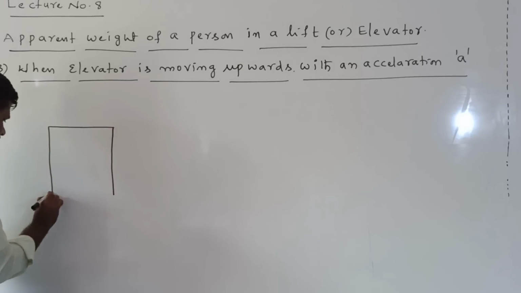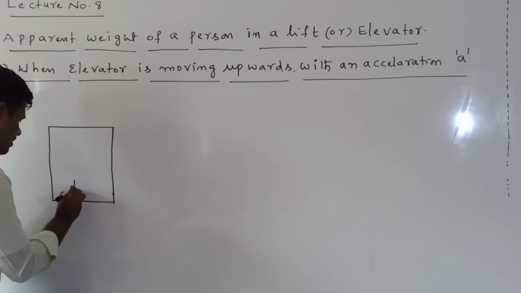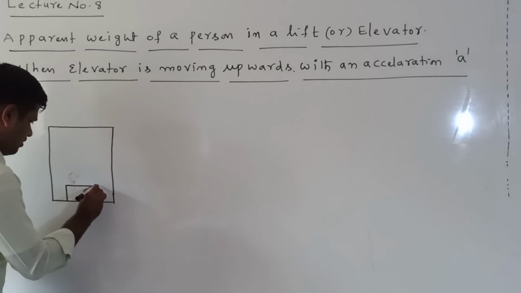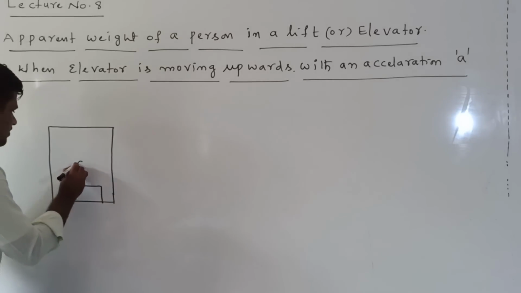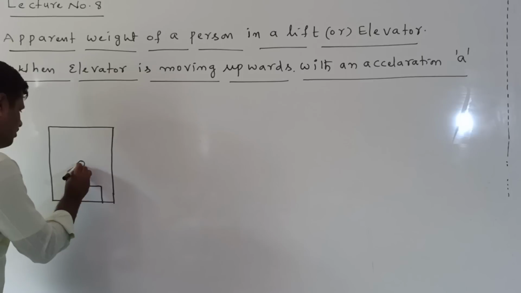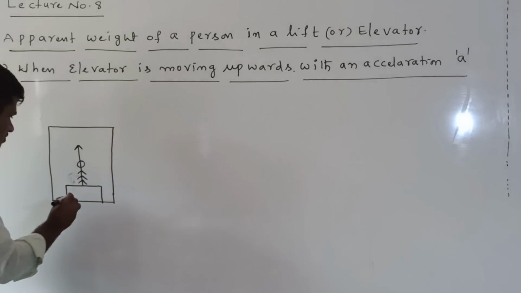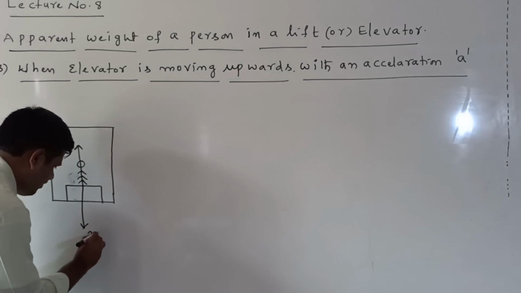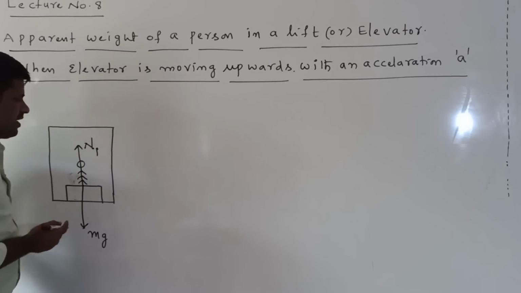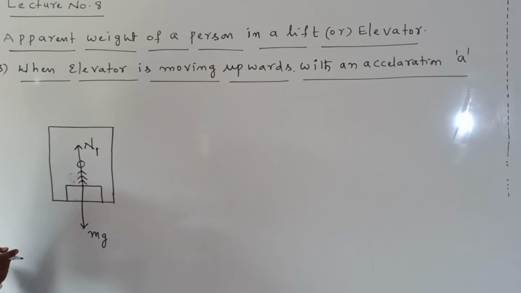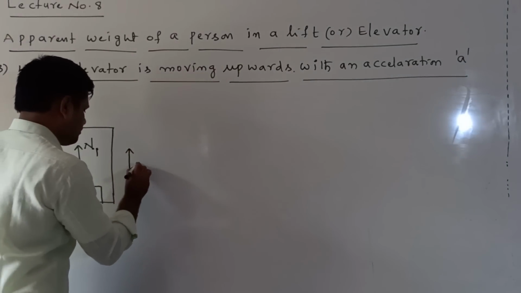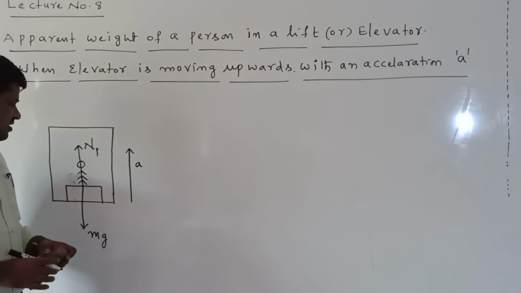Now this is the elevator. Inside the elevator we consider a weighing machine. On this weighing machine, the person is standing here. This is the normal reaction, denoted by n1, you can take N also. This is the weight mg. Here the elevator is moving up with acceleration A.